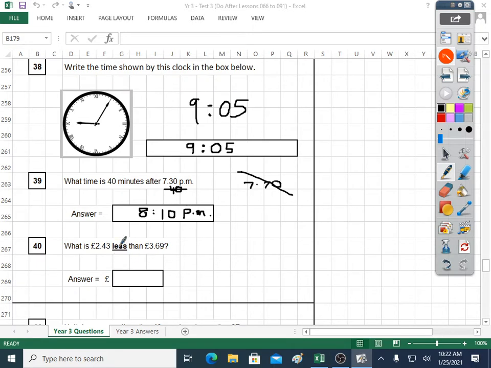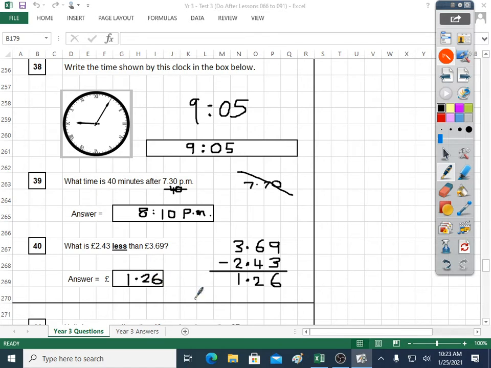What is £2.43 less, which means takeaway, than £3.69? There's actually no working box here. This is quite tricky, but I know some of you go past. This is really past year 3 level, isn't it? For a lot of you. But some of you go past year 3 level on the morning maths anyway, so you're used to it. We get £1.26. They've written the pound sign, so £1.26.